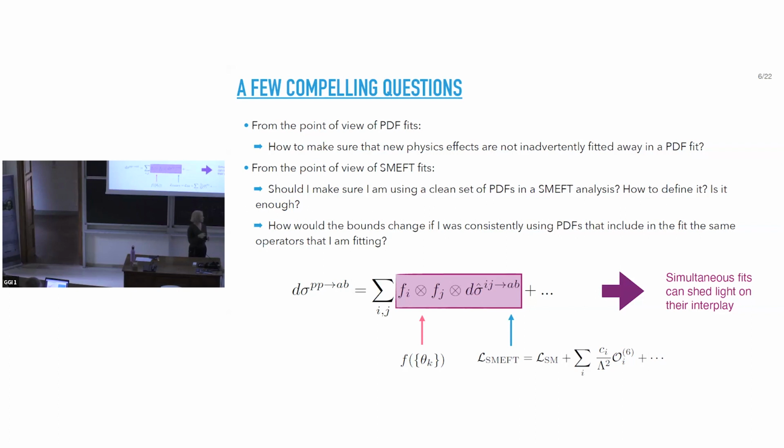In particular, the last question is something that, if one had the technology to do a simultaneous fit, could shed light on the interplay, on the correlation between the coefficients in the SMEFT expansion and the coefficients in the PDF parameterization. This is what I'm going to talk about in the first part of the talk, and then I'm going to talk about the first question at the end, okay?